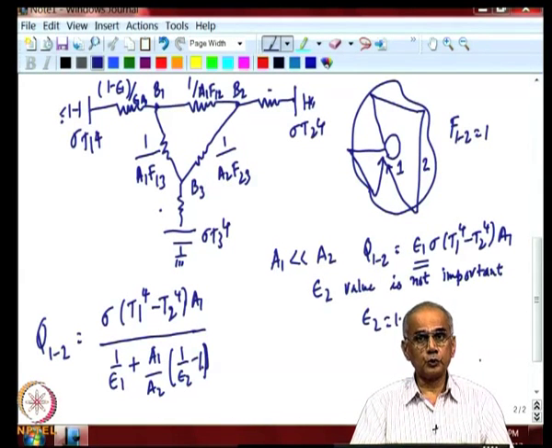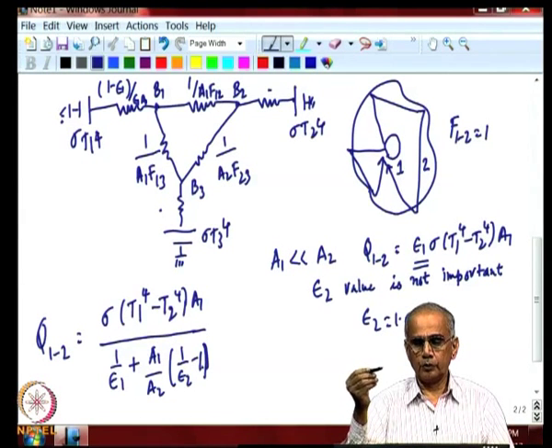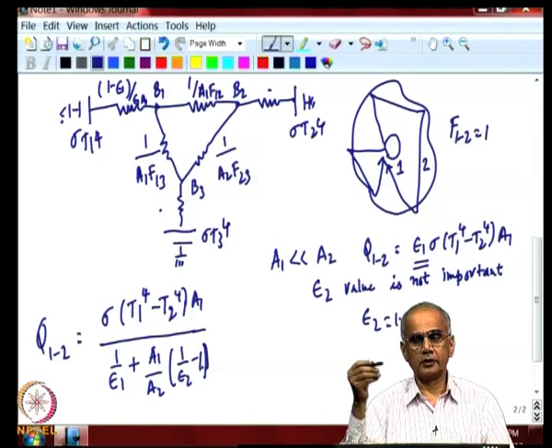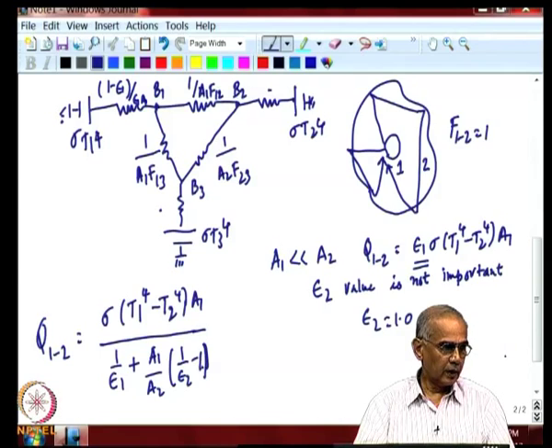So, although surface 2 is not a black body, if its surface area is very large, it is behaving like a black body, and the rate of heat transfer by radiation from 1 to 2 is independent of the emissivity of surface 2. So, this has both practical relevance as well as provides an understanding of the role played by the area ratios. If some surface has a large area compared to another surface, then the second surface really is in a way behaving like a black body.